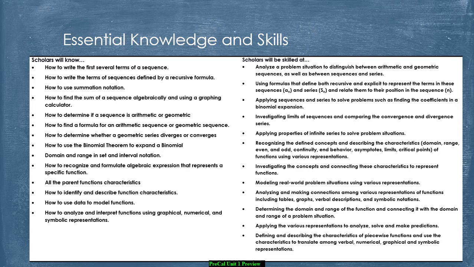Now, what students will be skilled at are those higher Bloom's kind of questions and skills, being able to analyze, apply, investigate, model. So keep those higher level terms in your mind as you're planning, because we want to know what the students should be able to do with each part of this unit.